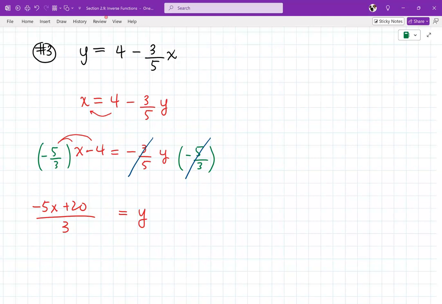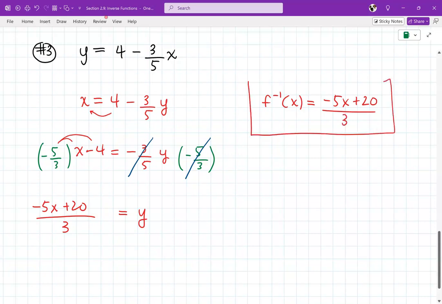So now I'm just going to do step 4, which is rewrite my y as an f inverse. So it's going to be f inverse of x equals negative 5x plus 20 over 3. All right. So I have my function, which is 4 minus 3/5 x. I have my inverse, which is negative 5x plus 20 over 3. Okay? So let's just double check. Let's make sure this works out right.